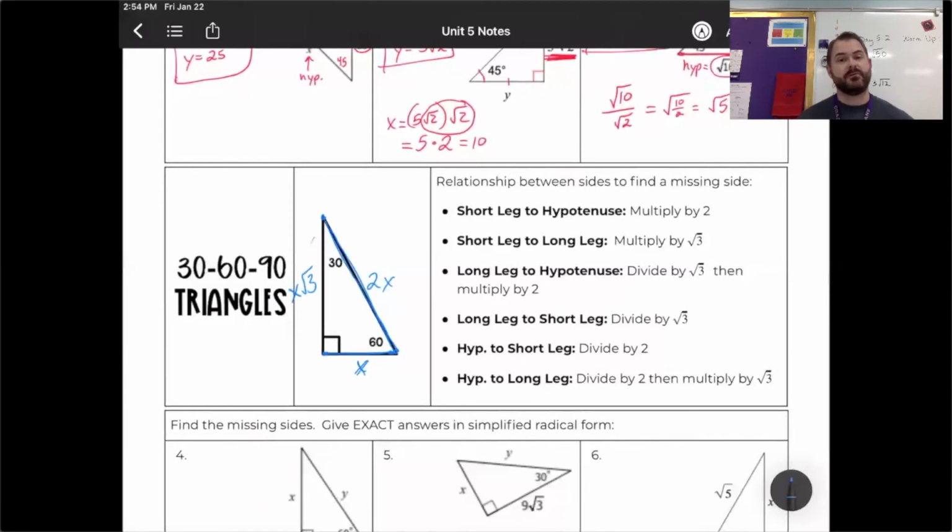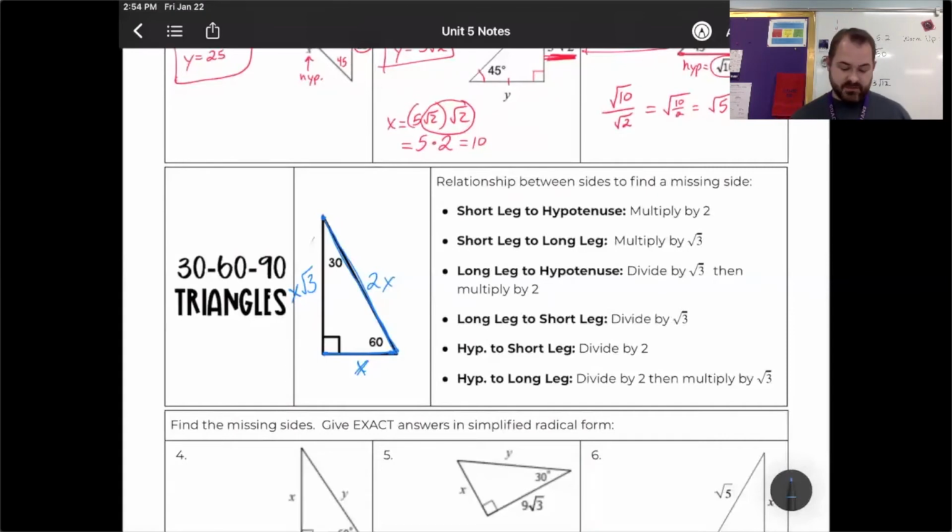In 45, 45, 90 triangles, we used a root 2. In 30, 60, 90s, we use a root 3. 30, 60, 90 uses root 3. There's those 3's there, you can compare them up. 45, 45, 90 uses root 2. There's 2 45-degree angles, so we use root 2. That's a way you can remember which one gets which root.